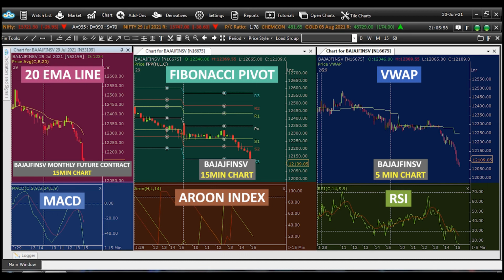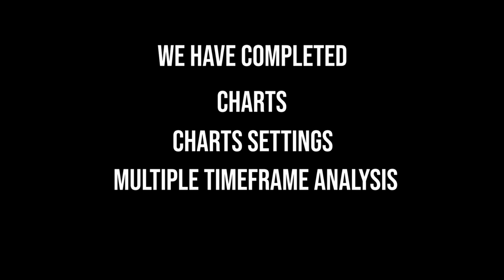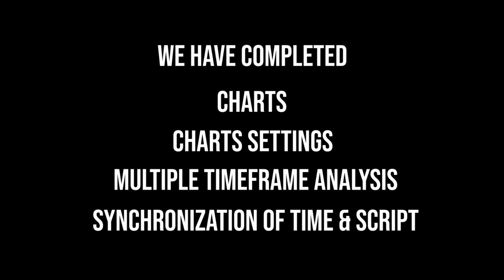On the left hand side, you can see the 15-minute chart with 20 EMA and MACD of the Bajaj Finserv future contract. On the middle chart, you can see Fibonacci and Aroon index in the 15-minute chart. On the right hand side, we have the VWAP indicator of 1 hour and RSI in the 5-minute chart. This is how you can make your own trading setup with multiple chart time frames, and you can apply multiple indicators. I hope you have understood charts, chart settings, multiple time frame analysis, and synchronization of time and script.